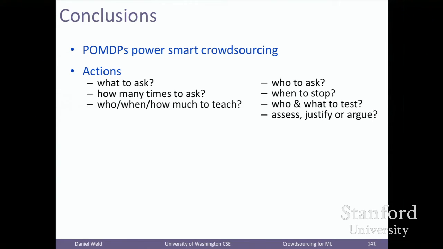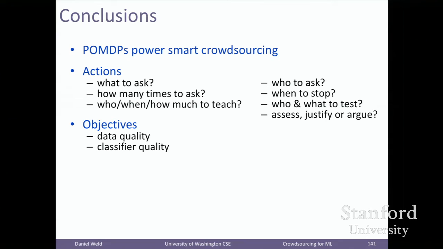Okay, so in conclusion, what I've tried to argue is that this sort of decision theoretic method, using partially observable decision processes and reinforcement learning, is a really good way to think about any crowdsourcing interaction. I tried to introduce that in the context of a whole bunch of different workflows where there are different kinds of choices that the controller could make. It could be what question to ask, how many times to ask it, how much teaching should we do, how much testing should we do, should we actually ask a person to argue or not. You can imagine facing all of these decisions using a decision theoretic method.